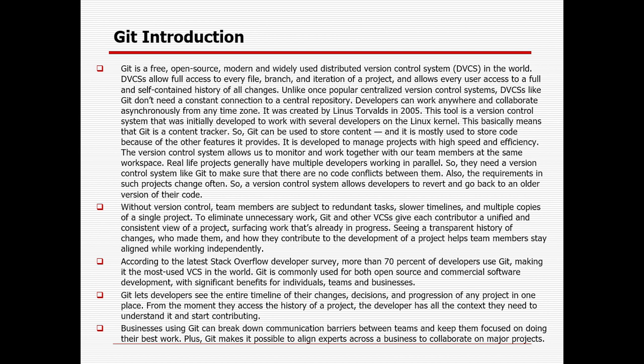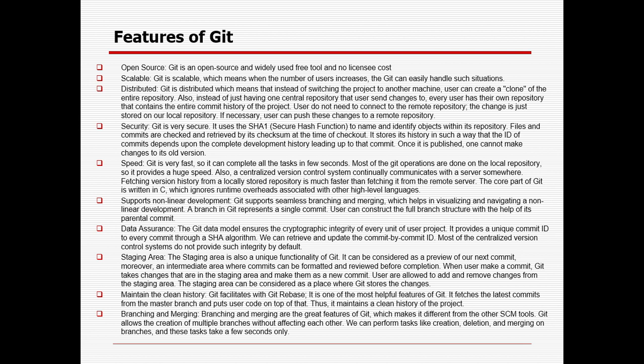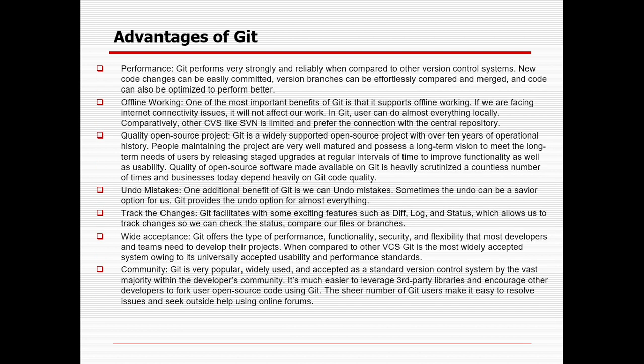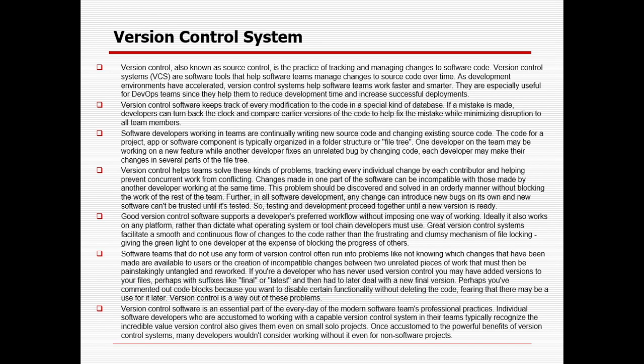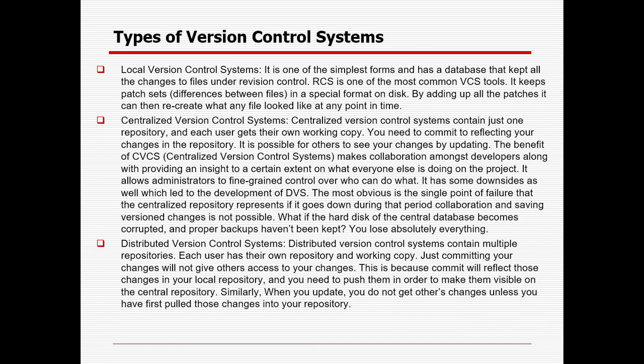Git is an open source free tool which is part of the distributed version control system. Features: open source, scalable, distributed, secured, speed and data assurance, staging area, branching and merging. Advantages: performance. Disadvantages. What a version control system is all about, what the benefit is, how many types there are: local version control system, centralized version control system, and distributed version control system.